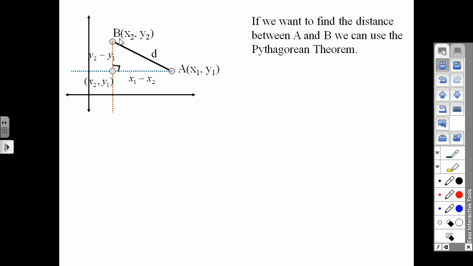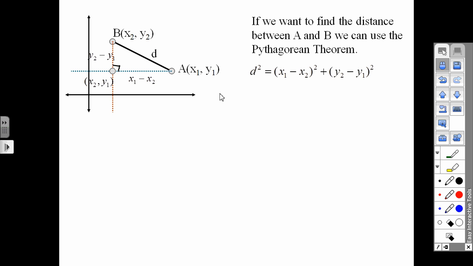Same thing over here, only this time our x coordinates are the same. See the x2's? So what we have to do is subtract the y coordinates. We take this y2 up here and subtract this y1, and that gives us the length of that segment. Now I'm naming this d because that's what we're looking for, the distance. So using the Pythagorean theorem, this side squared plus this side squared is going to equal the hypotenuse squared. So we can write that.